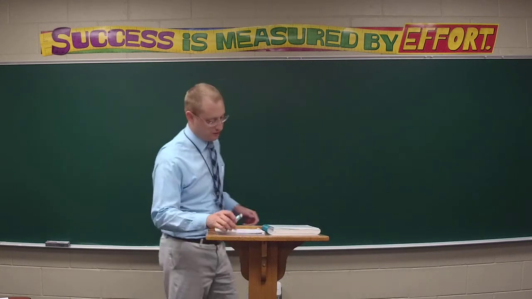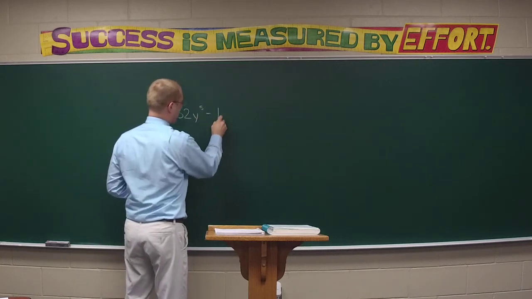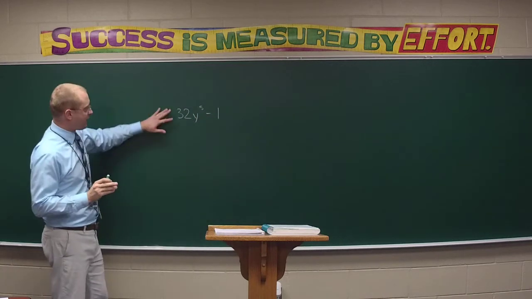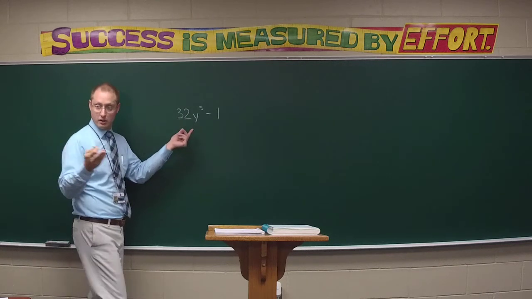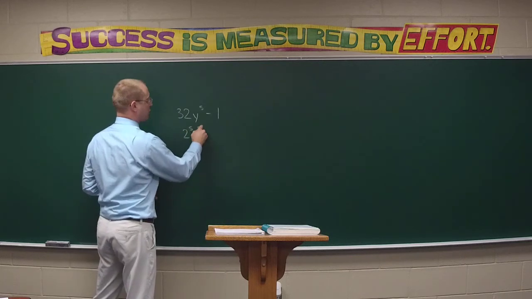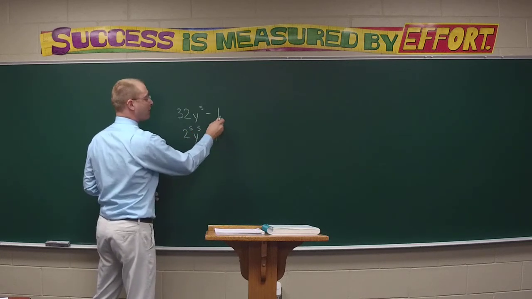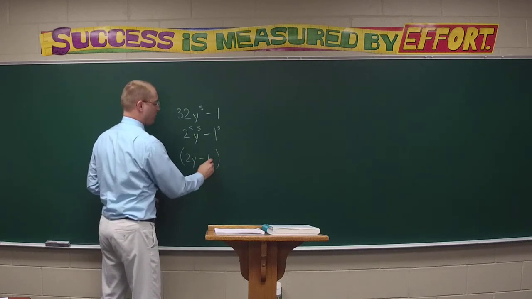Let's take a look at 50. We've got a 32y to the fifth negative 1. And the key, of course, here, Abby, is you had to think of 32 as a number to a power. And you thought of it as? 2 to the fifth. 2 to the fifth power. So we have a 2 to the fifth y to the fifth minus, and we could think of this as 1 to the fifth. And so your binomial, you said 2y minus 1, correct?